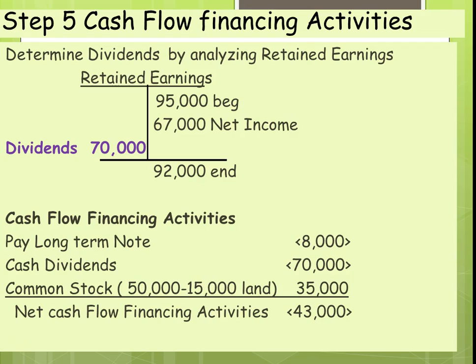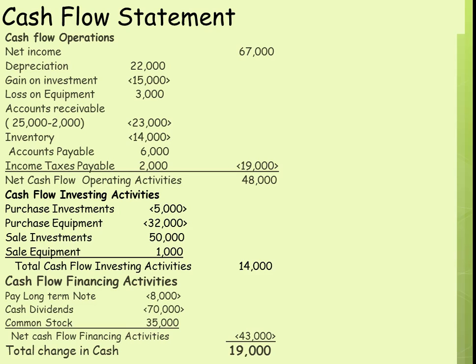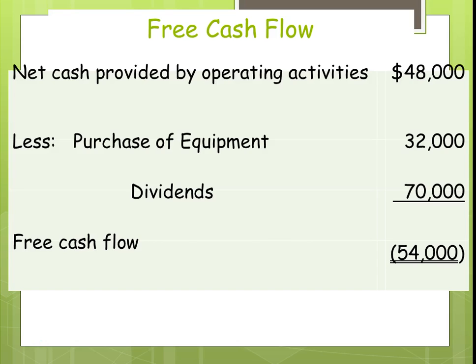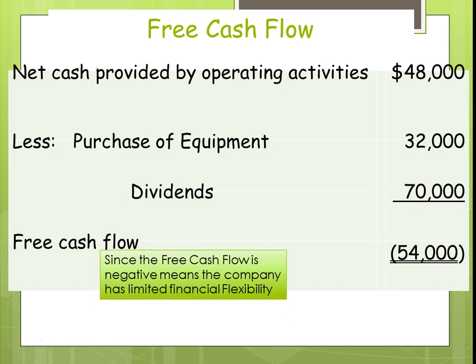Now we can show our whole cash flow statement. And here it is, and it equals 19,000. We would then add that to the beginning cash balance to get the ending balance. That's what would appear on the cash flow statement. Now another thing we like to look at is free cash flow. So we would take our net cash provided by operating activities and subtract out our purchase of equipment and our payment of dividends. And it looks like that might not have been a very good idea because it's a negative number, which means the company has limited financial flexibility.